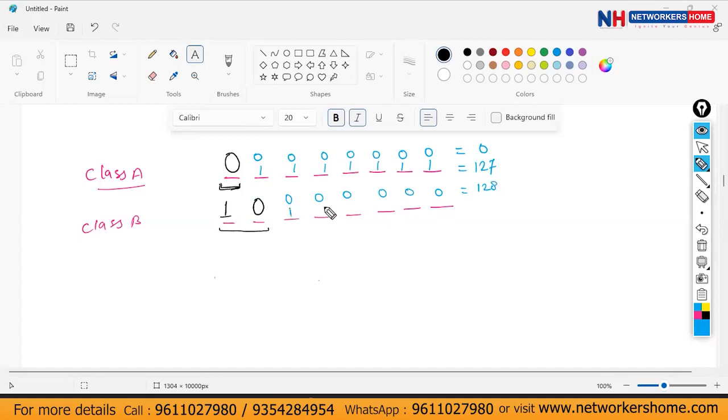And if you calculate the maximum value, all ones. So if you see, this number is 128, this is 64, 32. After 64, all are ones, correct? What will be the sum of these numbers? 63. And there is 128. So if you add all these numbers, this will be 191. This is how the range is for class B.